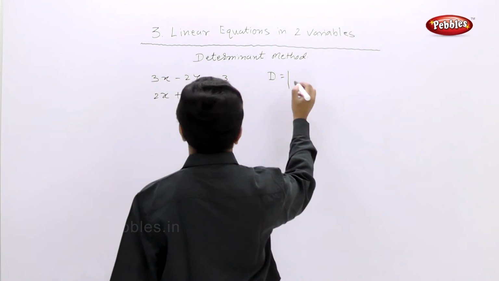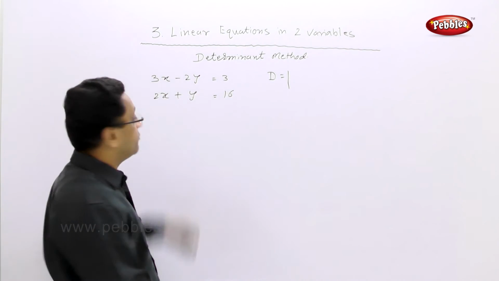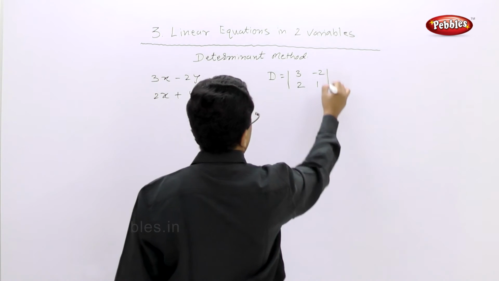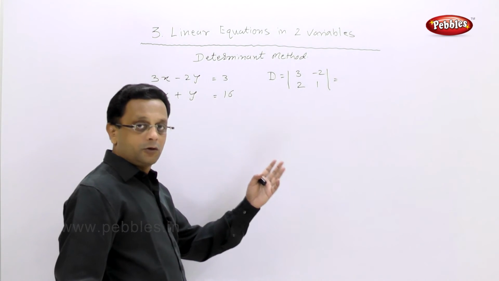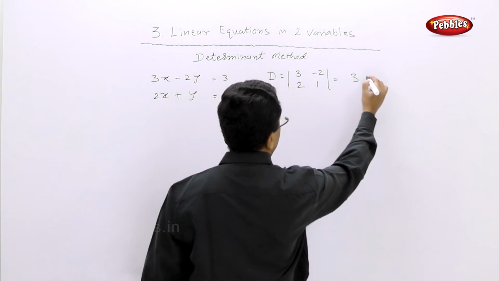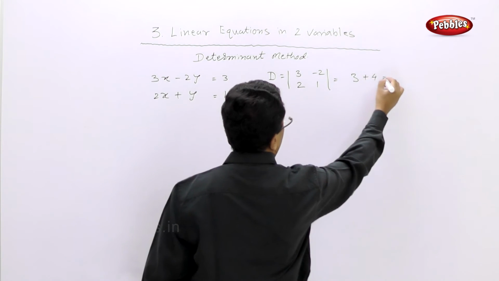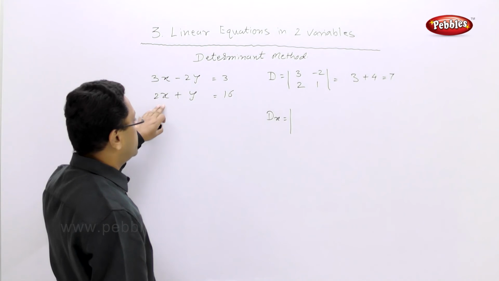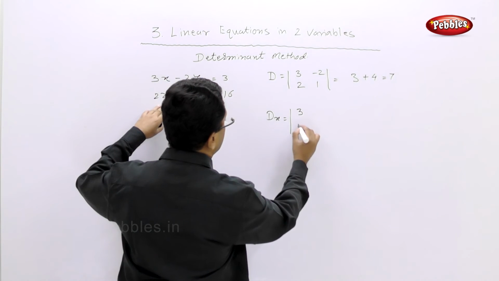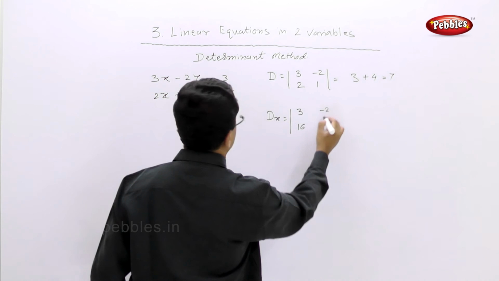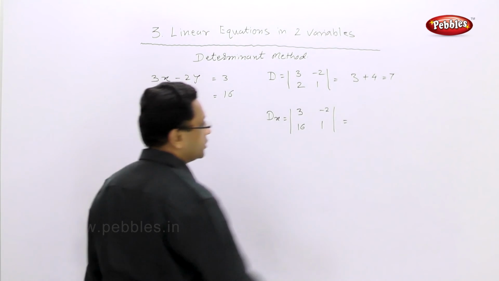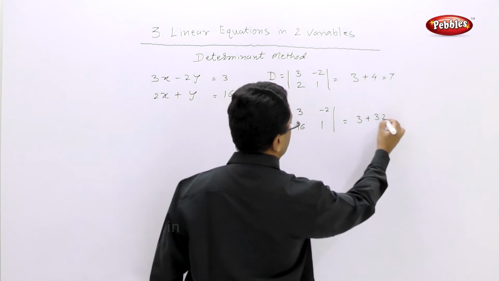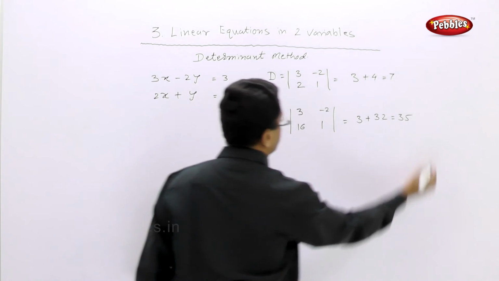D will be equal to, first we will take the coefficients of x and y, 3 minus 2, 2, 1. You also solve together with me. It is 3 plus 4, 7. Dx will be equal to, we want to find x, so we will replace the column with c, 3 16, minus 2 and 1. So the solution is 3 minus minus 32, plus 32, 35.